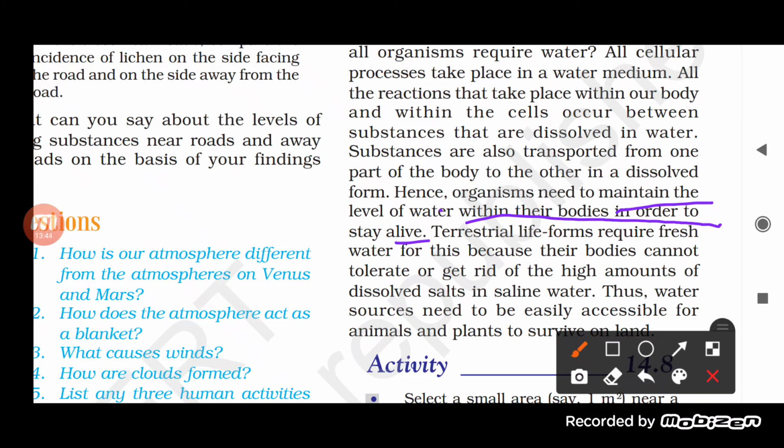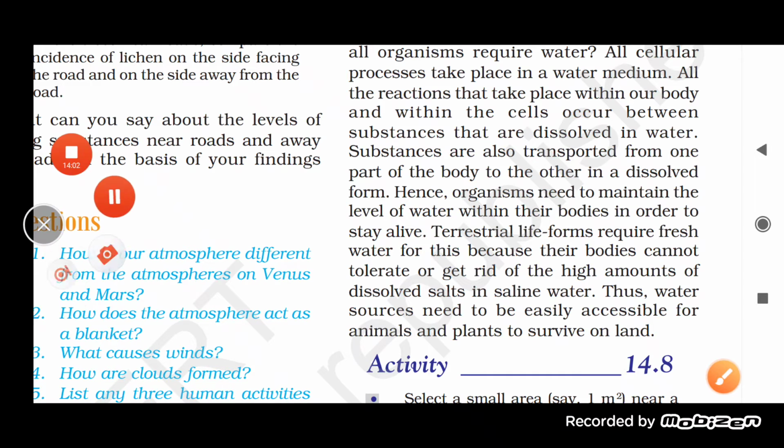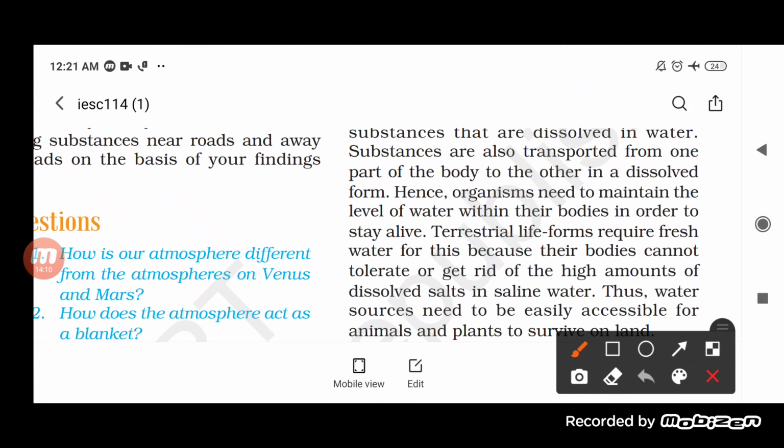See, there are organisms which cannot be found in saline water, right? Terrestrial life forms are not dependent on saline water. We need fresh water for our survival. Because of this, the terrestrial life form requires fresh water, and the reason is that their body cannot tolerate or get rid of a huge amount of dissolved salt in saline water.